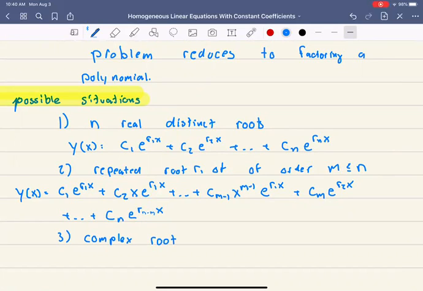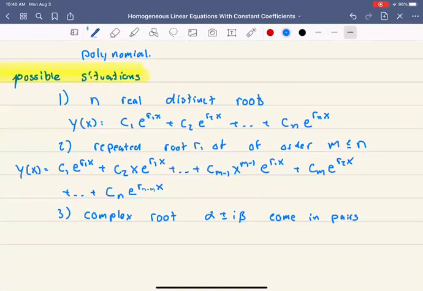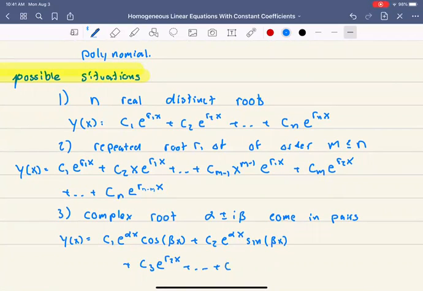And then the third thing that could happen is maybe we have a complex root. Complex roots come in pairs. So if you have a complex root, then y of x equals c1 e to the alpha x cosine beta x plus c2 e to the alpha x sine beta x, plus c3 e to the r2x, plus c4 e to the r sub n minus 1 x.